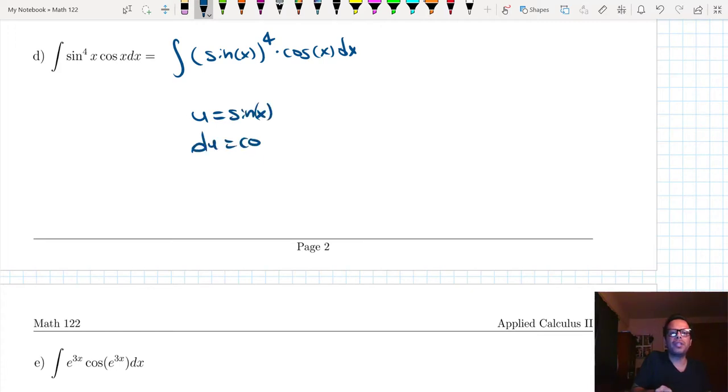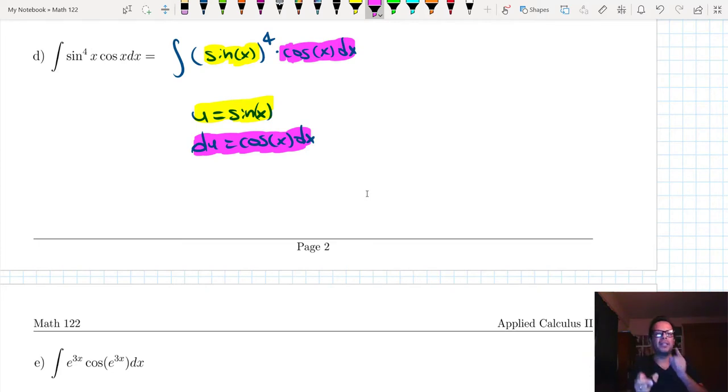Du will be cosine x dx. And in this case, notice the u, of course, this will always match. That's the purpose of the u substitution. However, notice in this case, du will be taking the place of cosine x dx. Do you see how they match? In this case, no need to multiply by one constant, provided we divide one out of the integral.